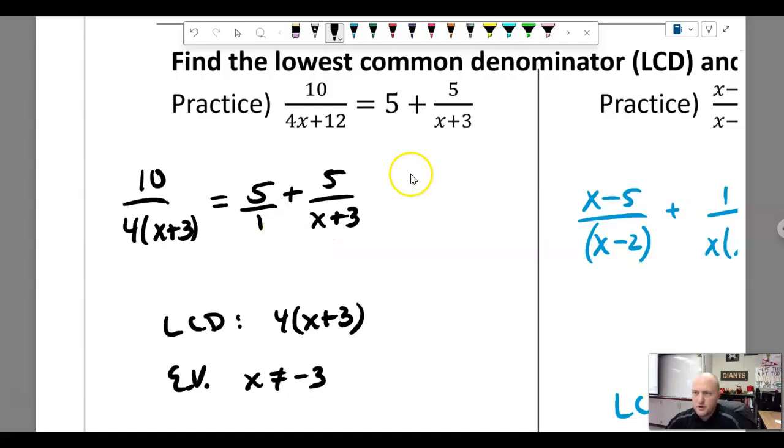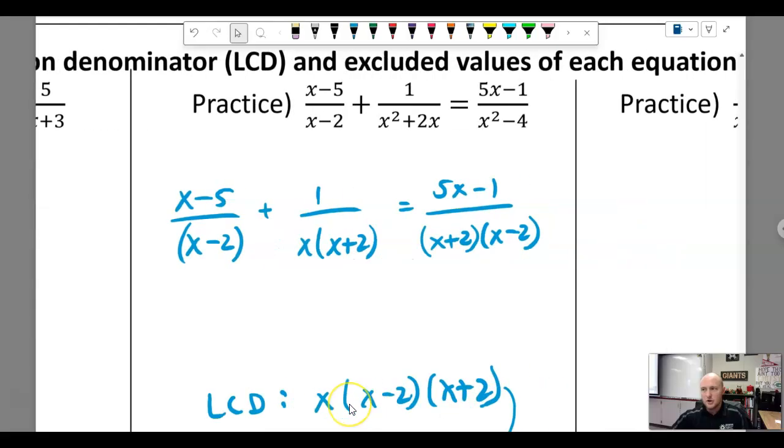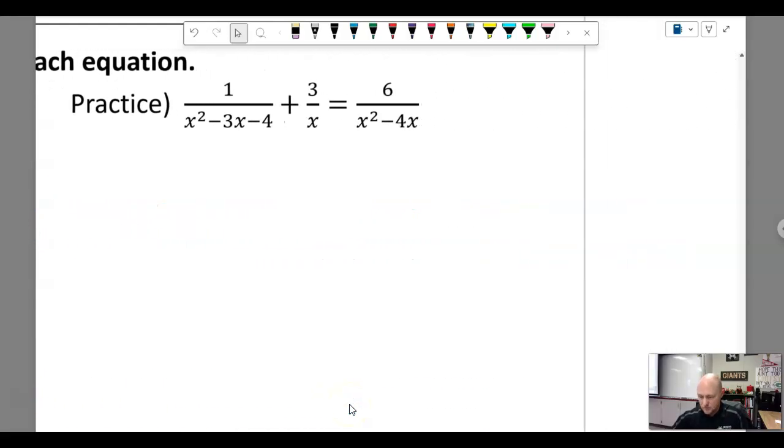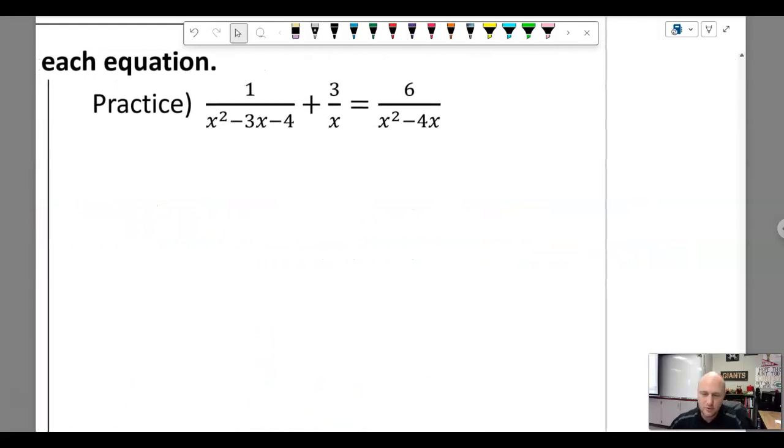Okay, hopefully you went ahead and took out a GCF in your first term. I like to add a 1 in this denominator just so it doesn't throw me off. But our LCD is 4 times x plus 3. Excluded value is only -3. That's the only one we have to worry about. Did you get it? Okay, last practice one. Please pause me, try this example here.